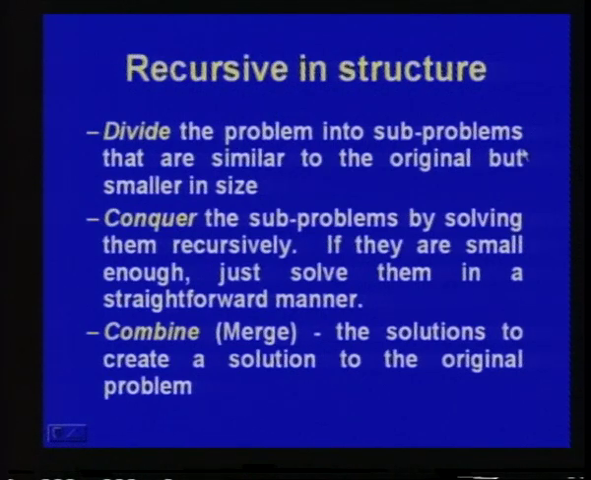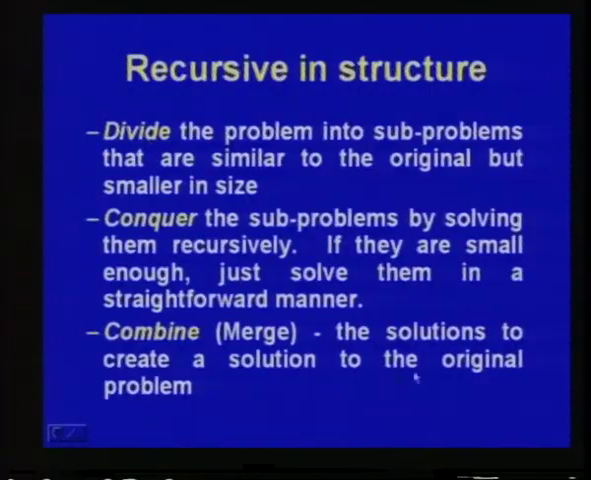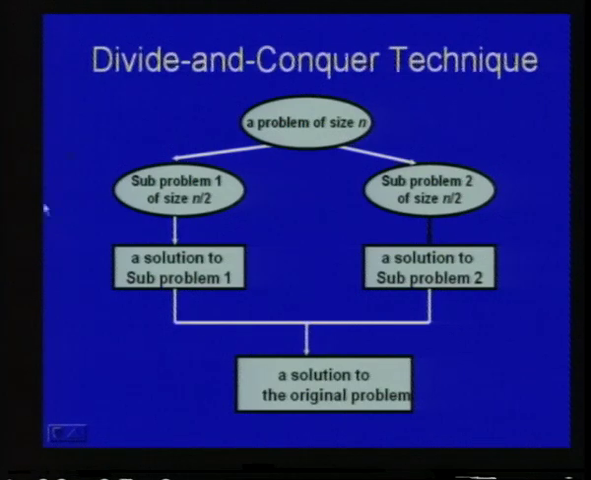So, divide the problem into sub problems that are similar to the original but smaller in size, conquer the sub problems by solving them recursively, that is if they are not small enough, divide them again, if they are small enough, just solve them in a straightforward manner, and then you combine the solutions to create the solution to the original problem. So, how is it recursive? You divide it into sub problems, each sub problem again calls divide and conquer, that again calls divide and conquer, and so on. So, the divide and conquer technique can be explained in this way.